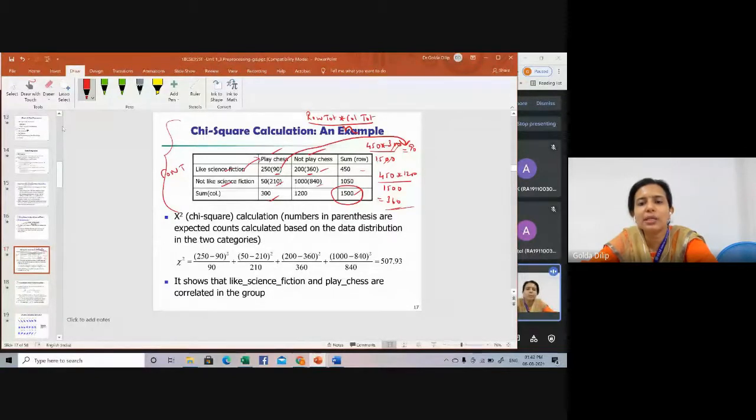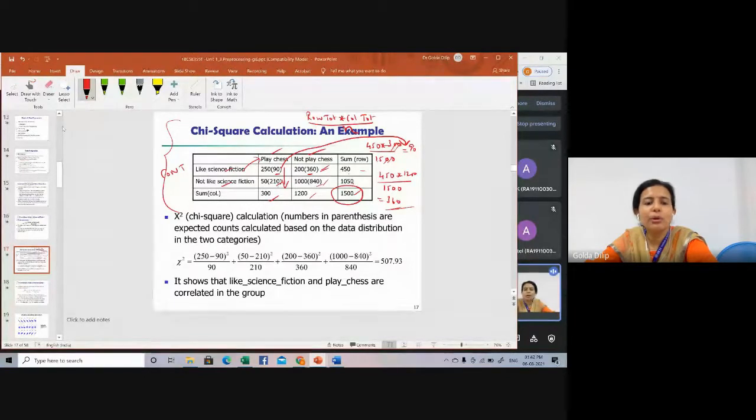For example, 90 plus 360 is equal to 450. 210 plus 840 will give you 1050. In the same way, the expected frequencies in any column must also be equal to the total observed frequency for that particular column. For example, 360 plus 840 will give you 1200, and 90 plus 210 will give you 300.